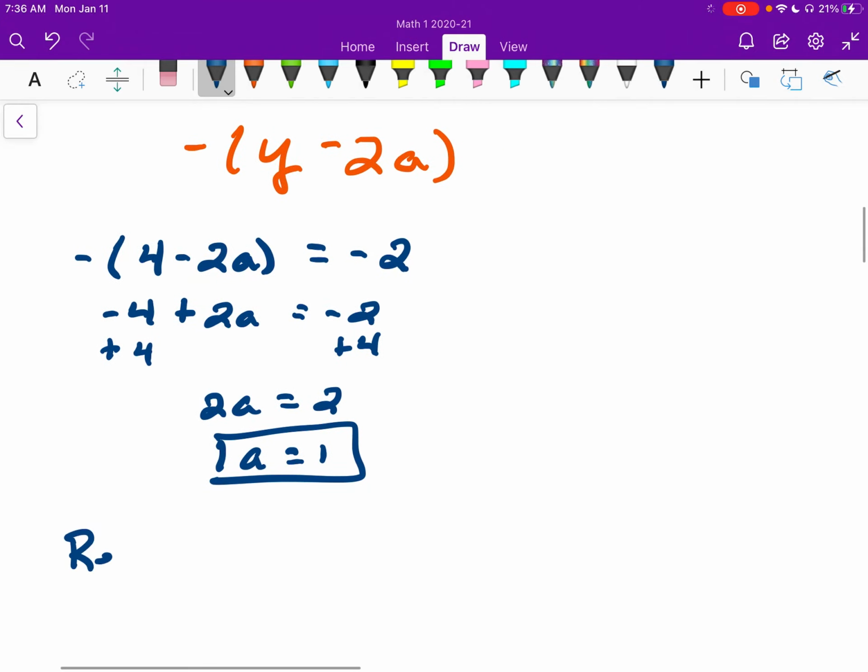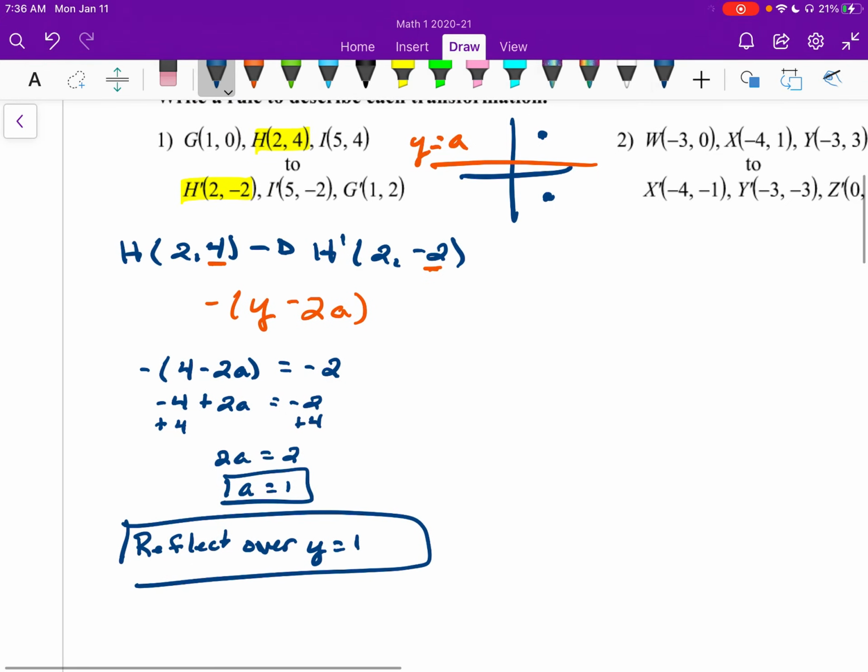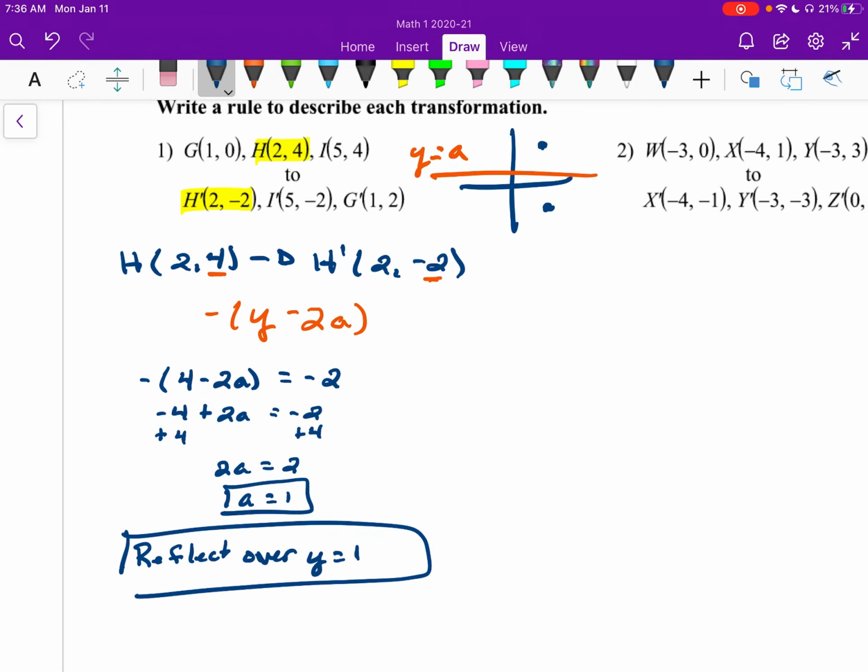So reflect over y equals 1. And that's the line that we reflected over, right? In my little graph here, this is the line y equals 1.